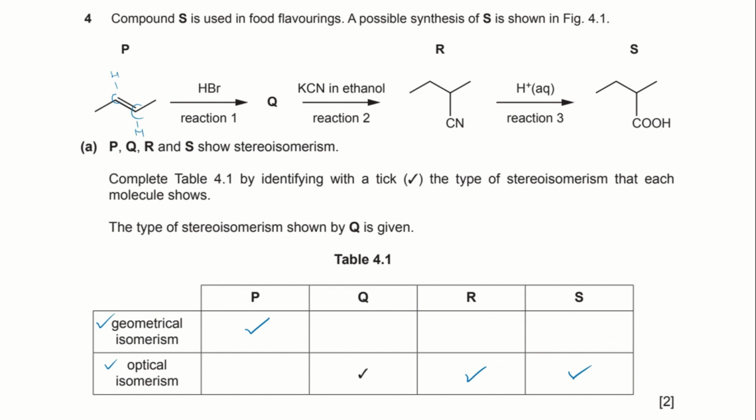But the explanation will be they have a chiral center. This carbon here is bonded to four different groups of atoms: hydrogen, nitrile, CH3, then here ethyl group, CH2, CH3. Right? This is a chiral carbon. In compound S, there's a chiral center also. This C bonded to a hydrogen, a methyl group, an ethyl group, and COOH. They are all different. So a carbon atom that has four different groups attached is a chiral center. This molecule is chiral. They have optical isomers.